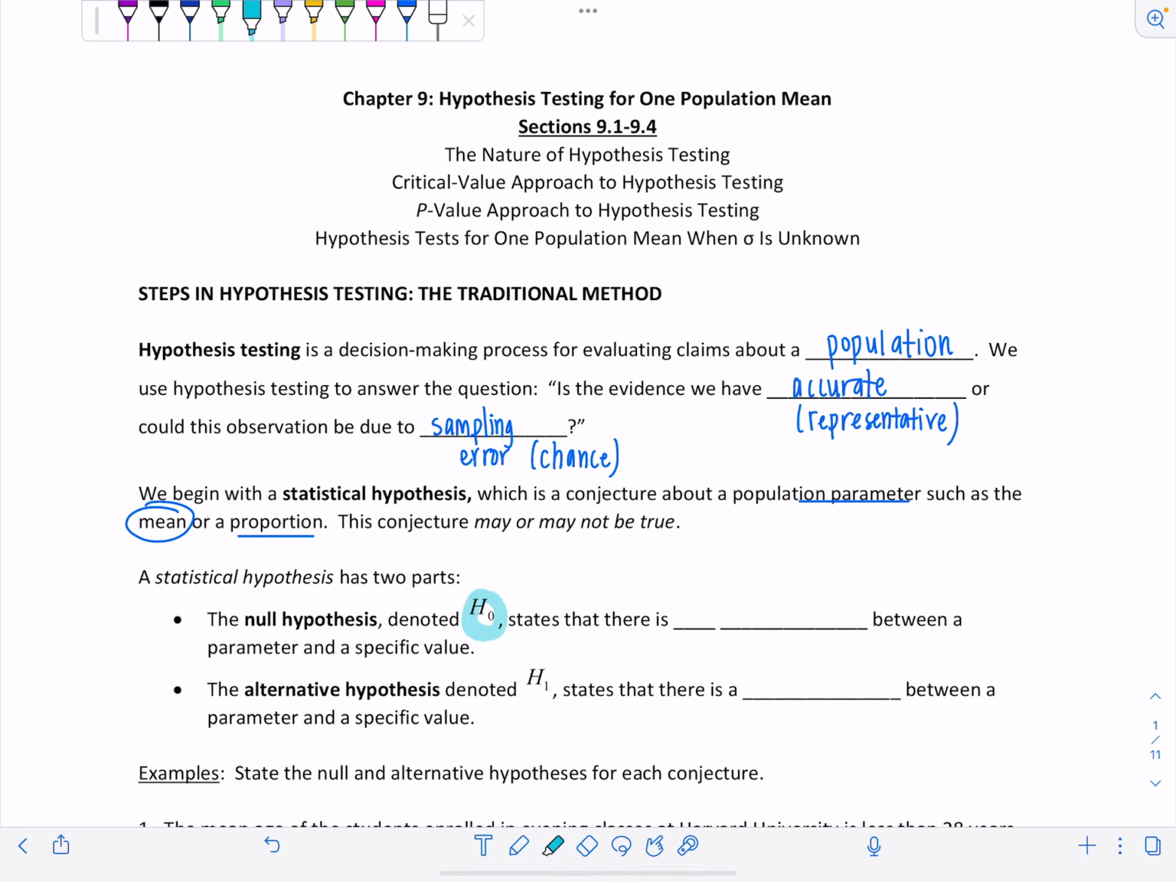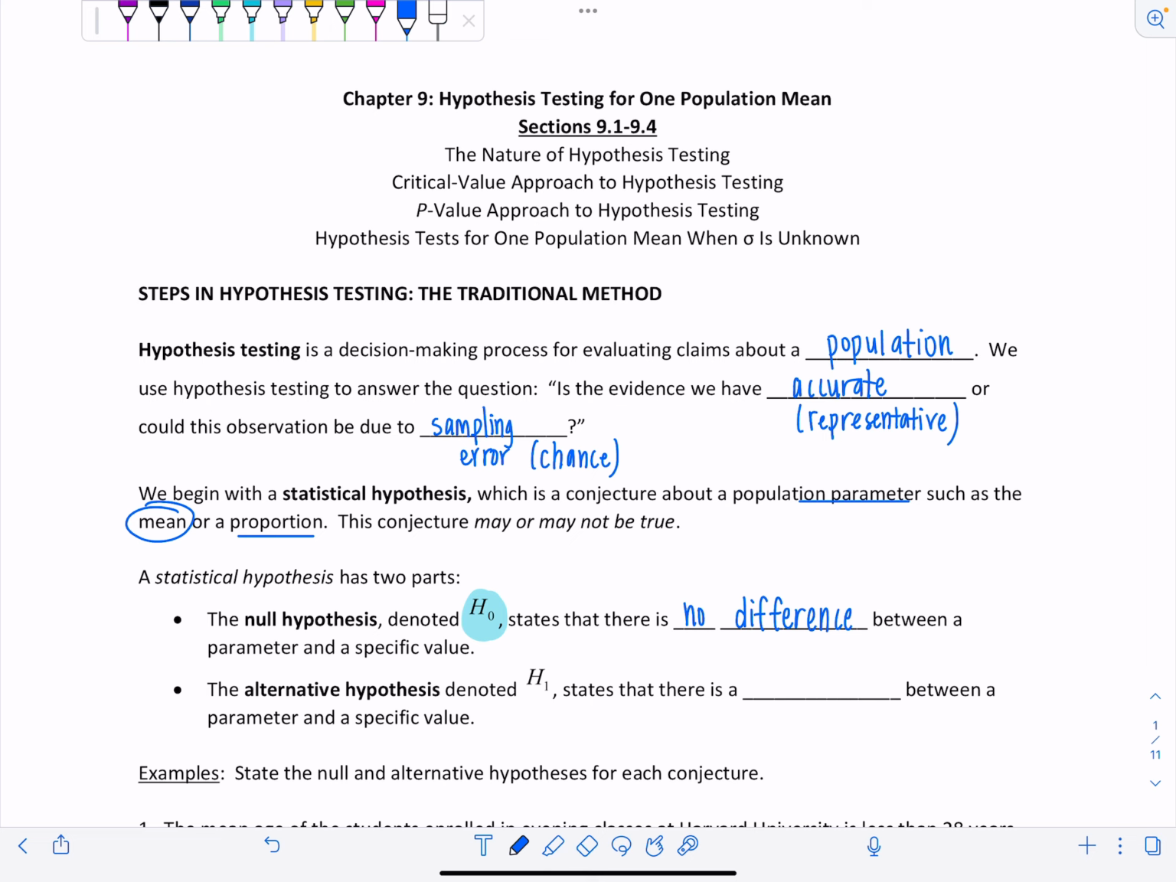When you read that out loud, we usually say H naught. In your science classes too, you might see that 0 subscript. It means initial velocity, right? V naught, or initial acceleration. Here, H naught is the null hypothesis. The null hypothesis states that there is no difference between a parameter and a specific value.